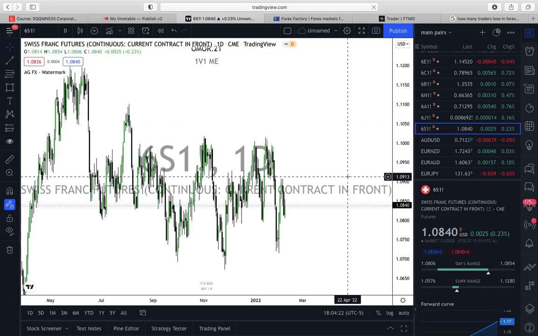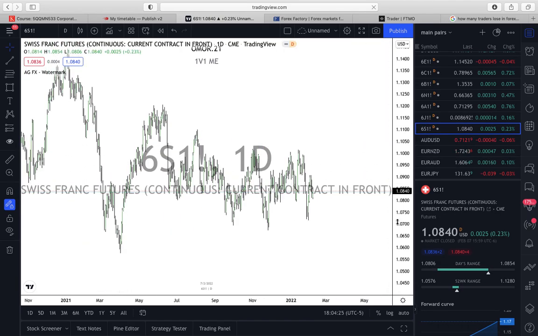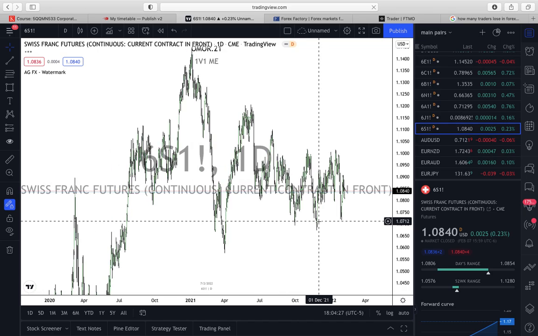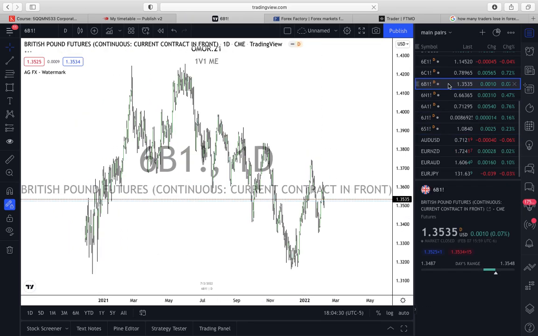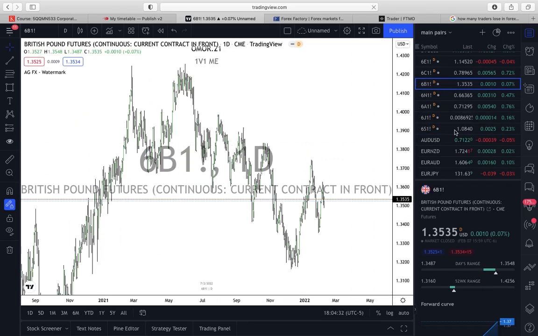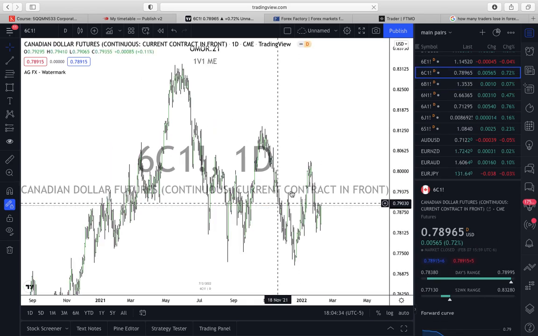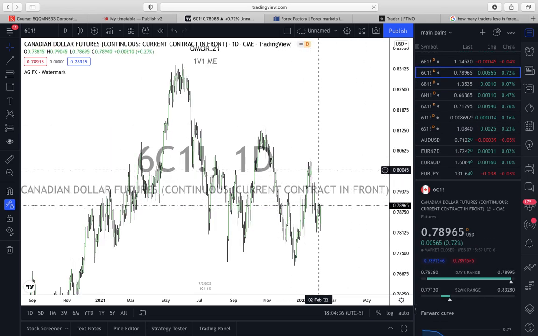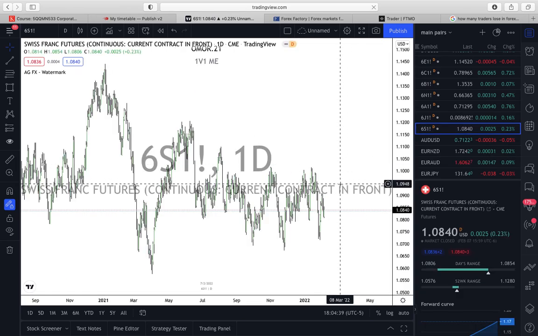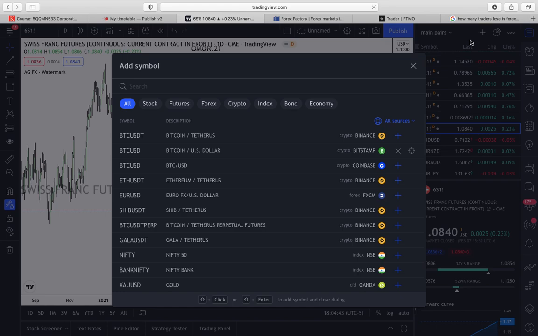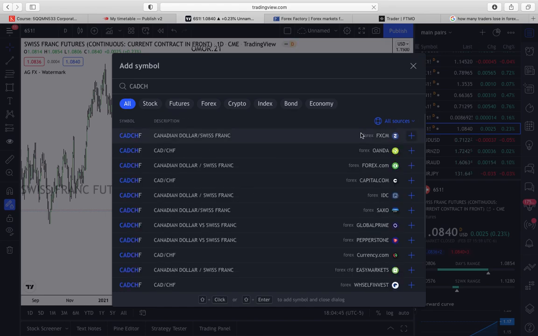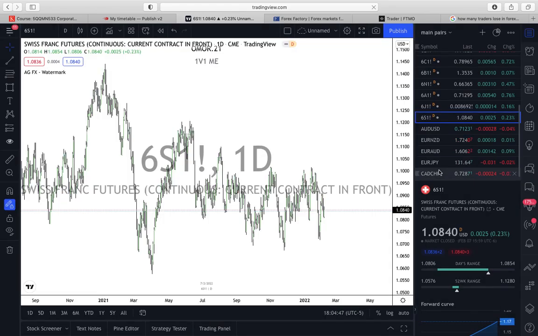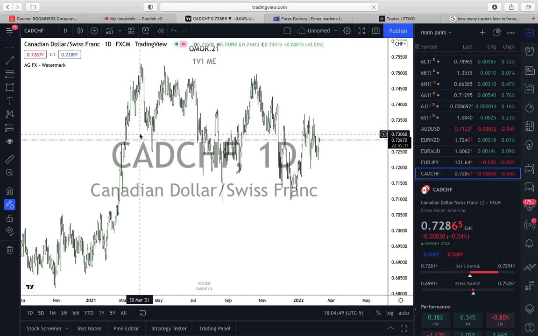Swiss franc. Okay, now let's look at this here. Consolidation. A pair that's consolidating and a pair that's consolidating. Let's take Canadian, which is consolidating, and this pair that's consolidating. What are you going to get? Consolidation, of course. Consolidation and consolidation. It's going to give you consolidation.